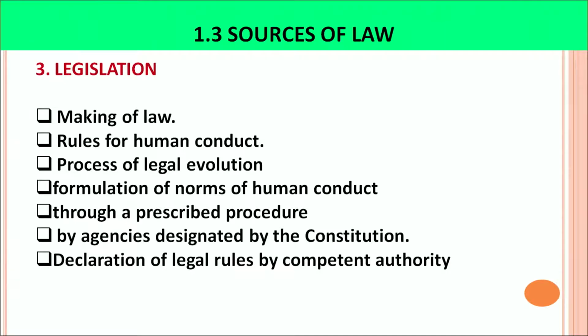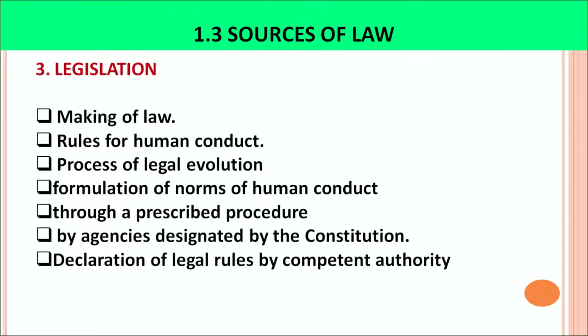So for making a particular legislation, there are these procedures which are prescribed. So we are supposed to follow those procedures and then only the law can be made, the legislation can be made. So who is going to make this legislation? There are various agencies which are designated by the constitution. There is a machinery, there is a procedure which is prescribed under the constitution for making the legislation. So largely legislation is nothing but the declaration of legal rules by a competent authority. So these are the various important sources of law.